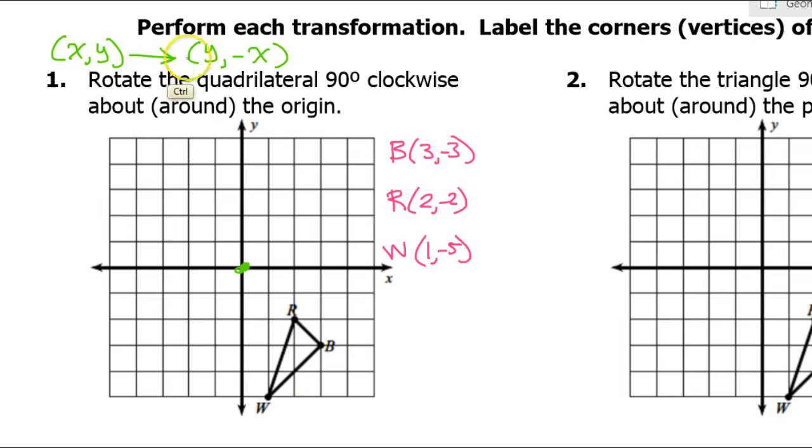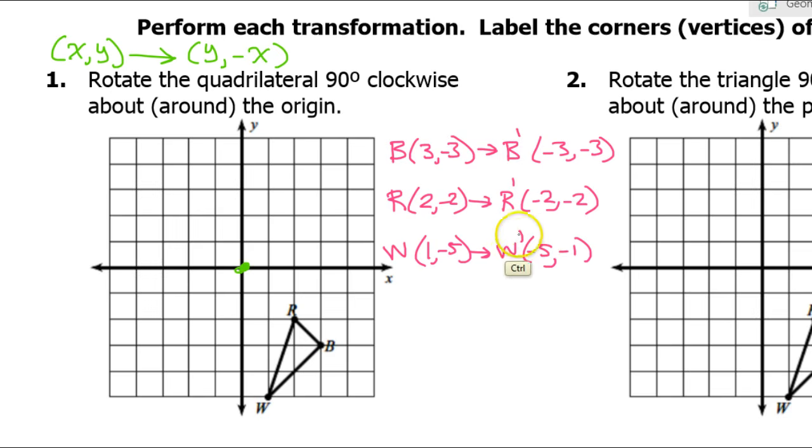So according to the rule, we're just going to do y and then the opposite of x. That means B prime is going to be the y value, which is negative 3, and then the opposite of the x value, so that'll be negative 3. And then R prime is going to be the y value, which is negative 2, and then the opposite of the x value, which will be negative 2. And then W prime is going to be the y value, which is negative 5, and then the opposite of the x value, so that'll be negative 1.